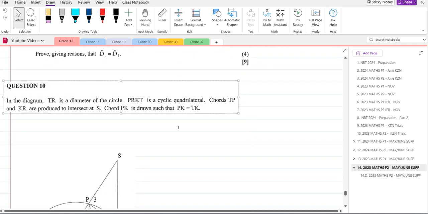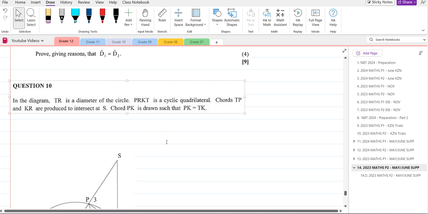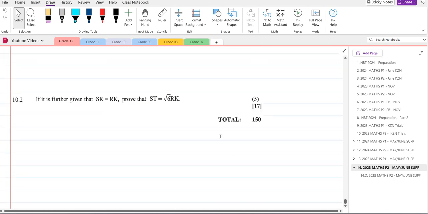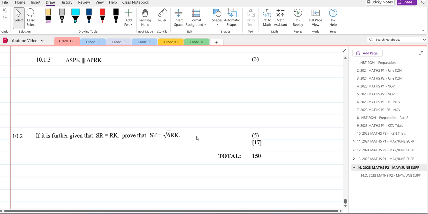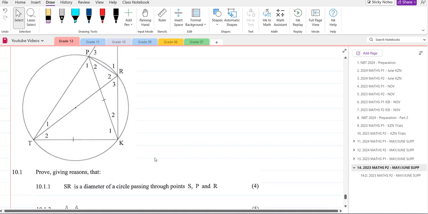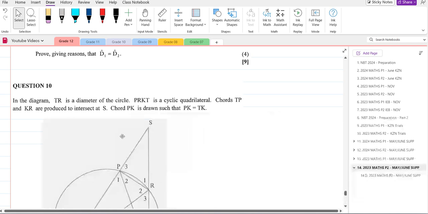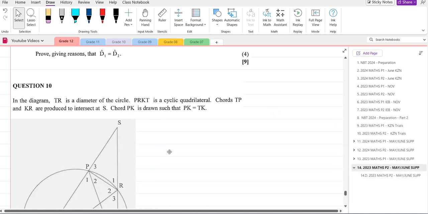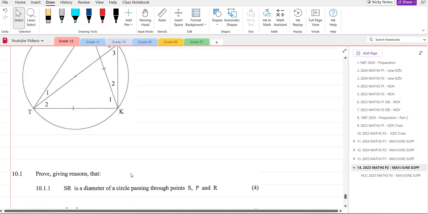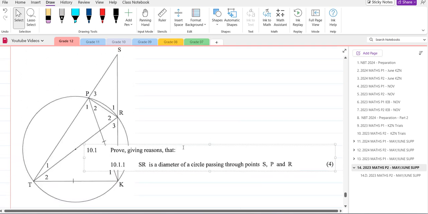Now question 10. Is this the final question? Yes, it is. Alright, so let's see. Oh, 17 marks. Alright, so let's see what this question entails and what they're talking about here. So question number 1. Let's put this question 1 here.